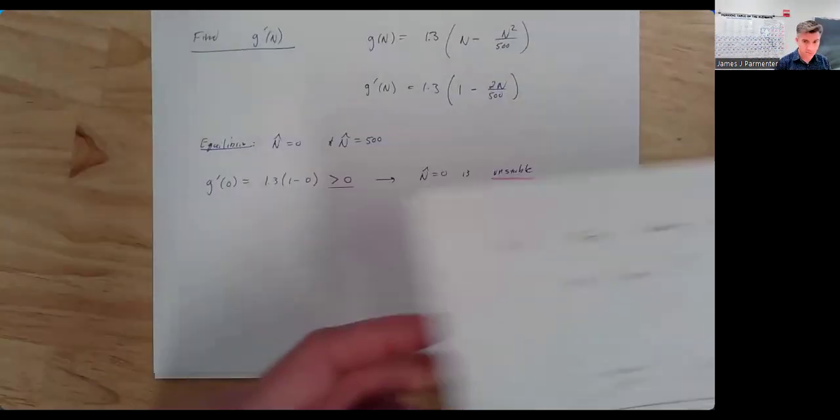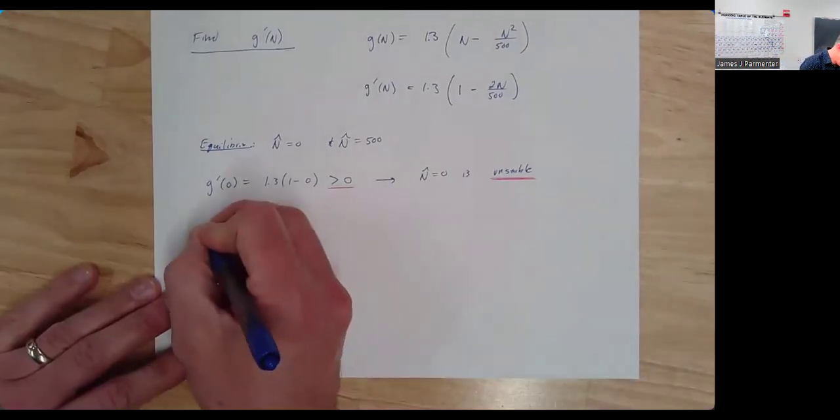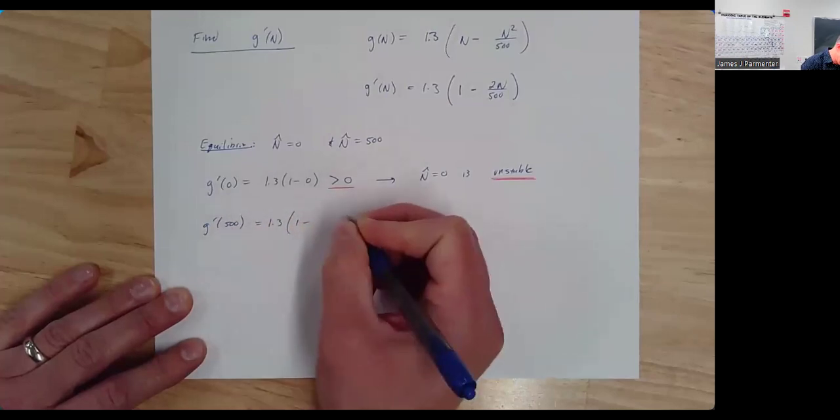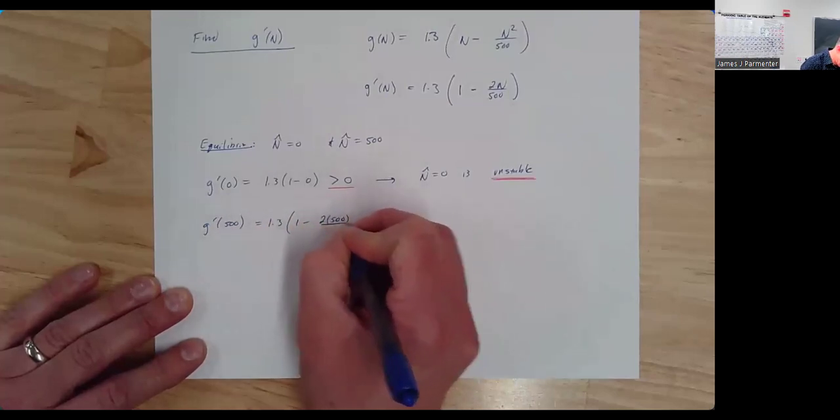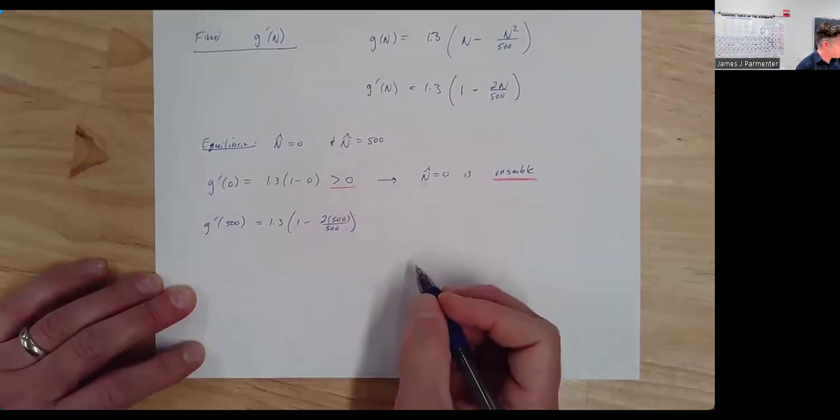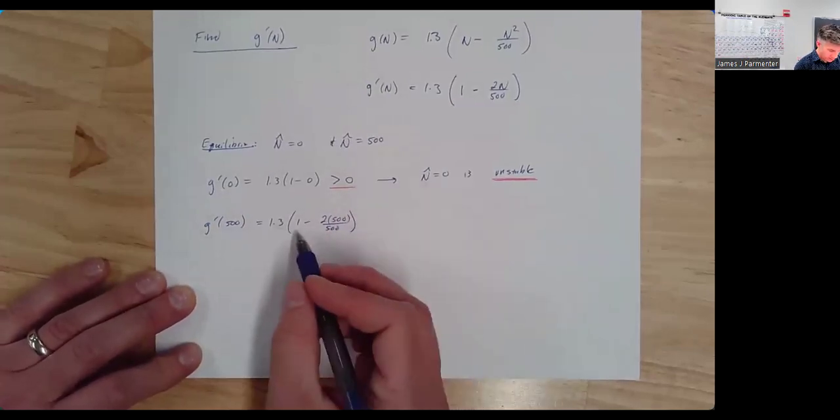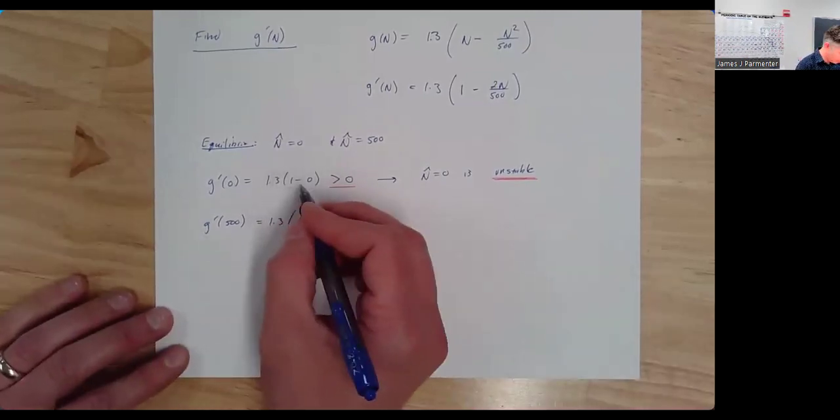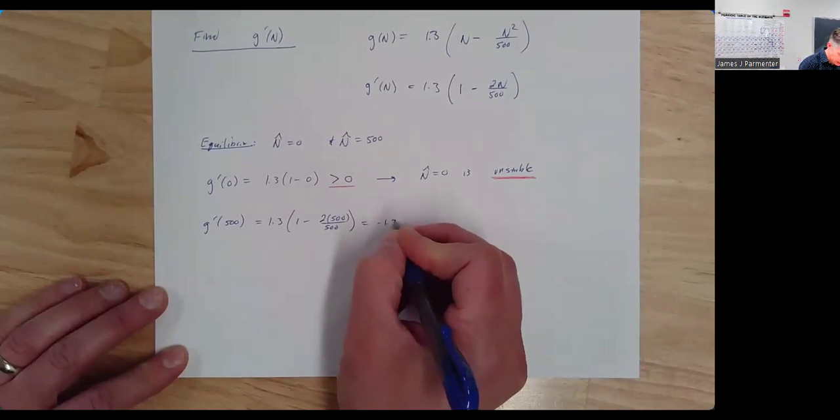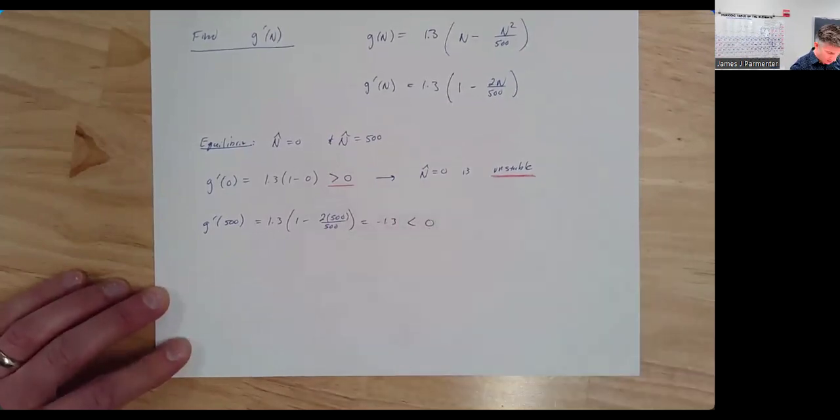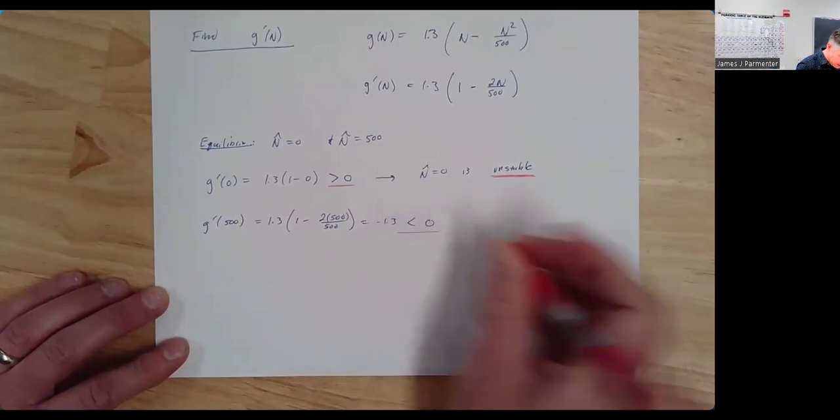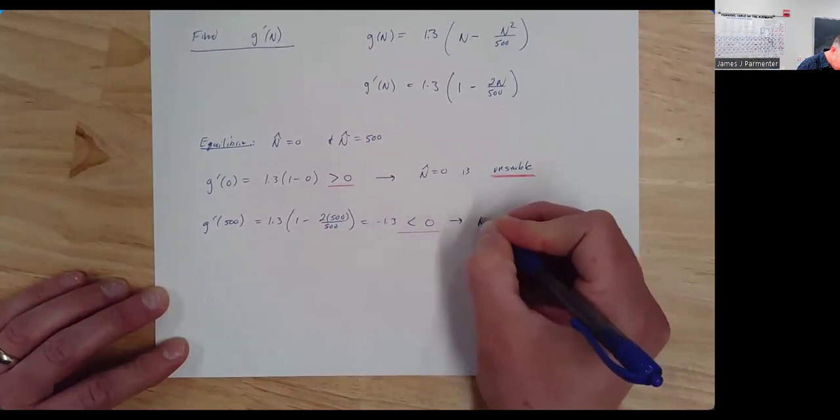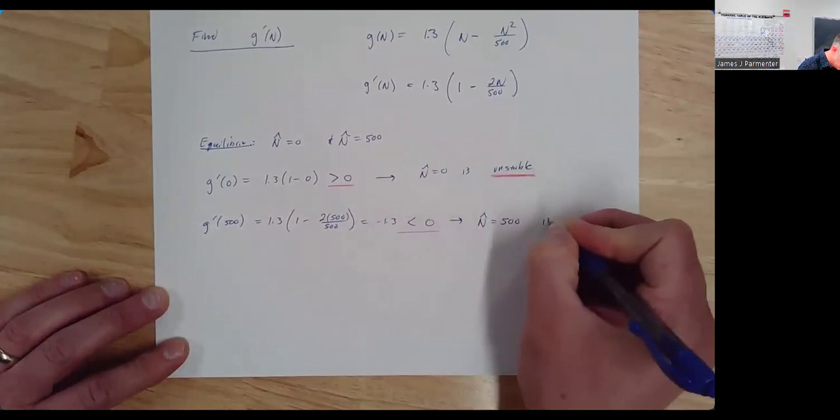Similarly, g prime of 500 is going to be 1.3 times 1 minus 2 times 500 over 500. That's going to be negative for sure, right? That's 1 minus 2 inside. I mean, you could certainly calculate these things. This one is 1.3. This one is negative 1.3. But I just care that it's negative. So this being negative tells me that this equilibrium is stable. So n hat equal to 500 is stable.